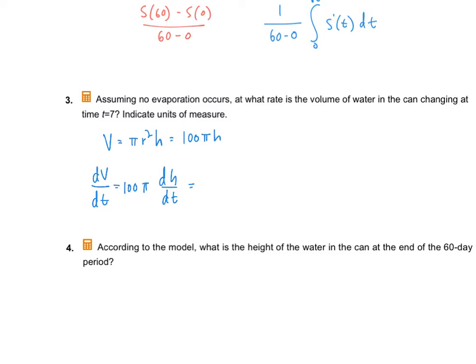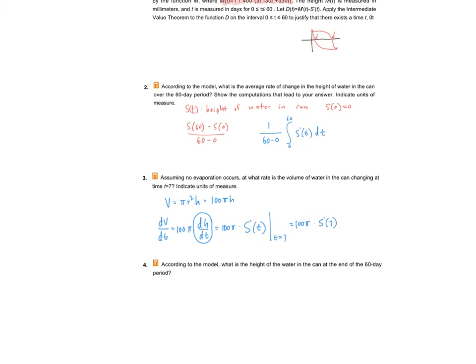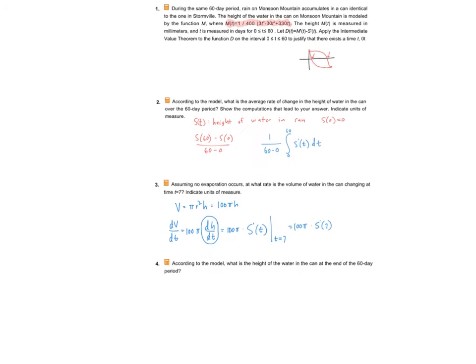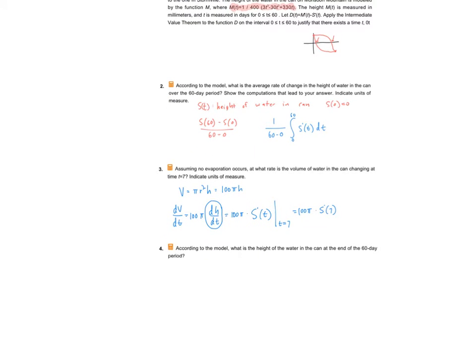But then dh/dt, the rate of change of the height with respect to time, is really just s prime of t. It's the same thing. Like that. And then we can just plug in 7 into this. And that's it. And then that we'd need a calculator for again. So make sure.